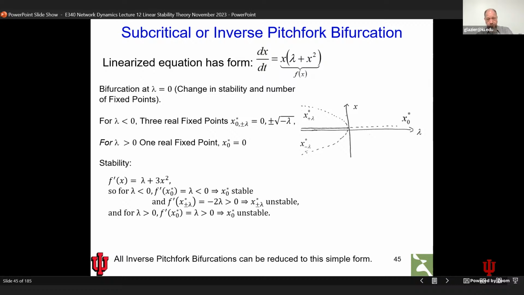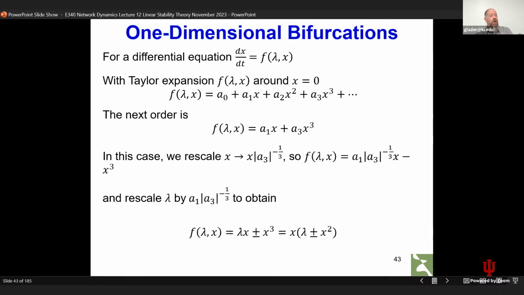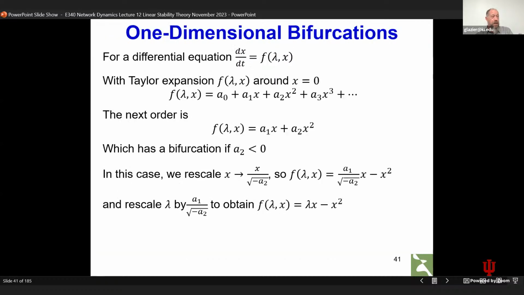Elmer, go ahead. Can I revise too? I'm not sure if I answered. So are you going down the terms from the Taylor expansion to find the different types of bifurcation? Yeah, so you could ask why aren't there more? And that's a legitimate question. So if I Taylor expand F to begin with around 0, the Taylor expansion of F in X is a constant plus A1 times X plus A2 times X squared plus A3 times X cubed plus other stuff.